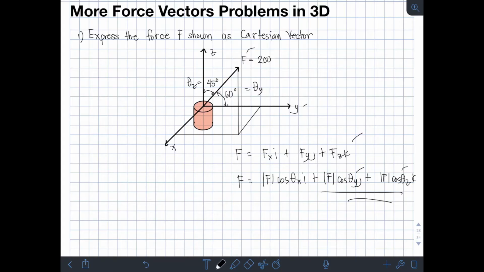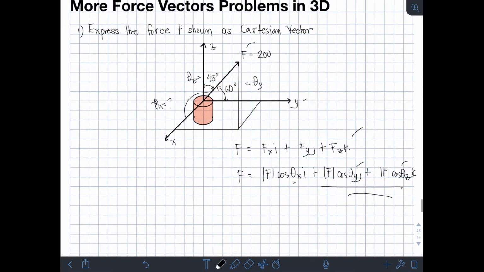Ang kulang na lang is wala tayong theta x. Okay? So, paano natin mahanap si theta x? So, in particular, ito yon, yung angle between the force vector F and the x-axis. So, unknown pa siya. So, diba meron tayong tinatawag na direction cosines nga. Ito nga, cosine theta x, cosine theta y, tsaka cosine theta z.